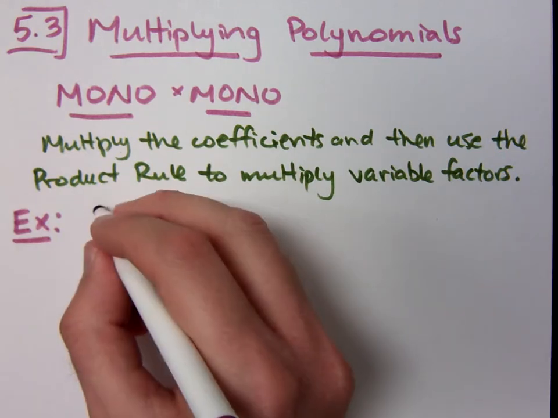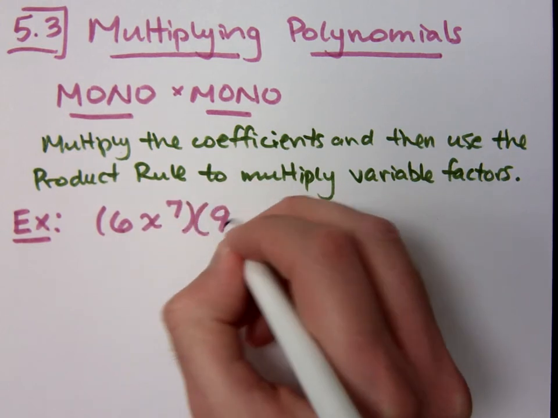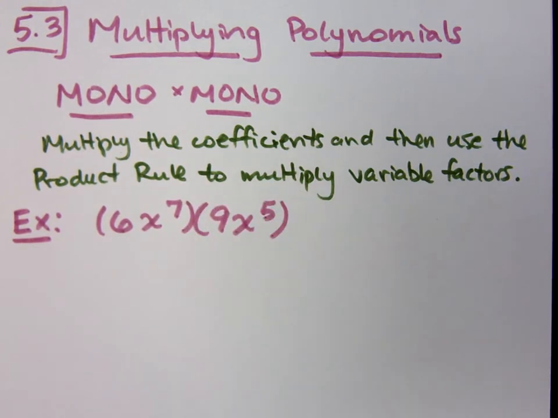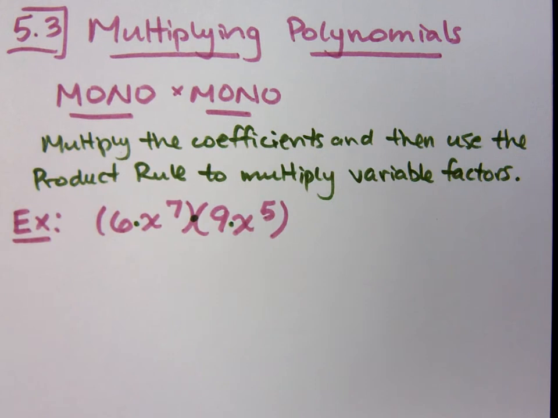For example, if we take this guy, 6x to the 7th times 9x to the 5th. We remember what we saw with the problem on the board. Everything here is multiplication, right? There's no addition, there's no subtraction. It's all multiplication, which means all of this stuff is stuck together.